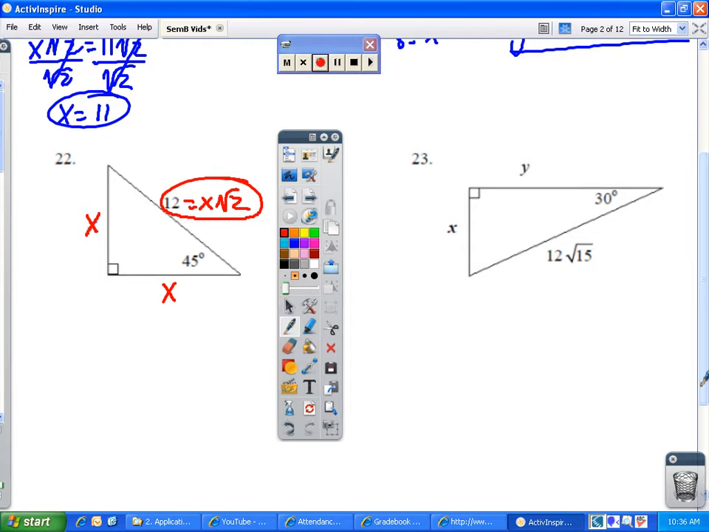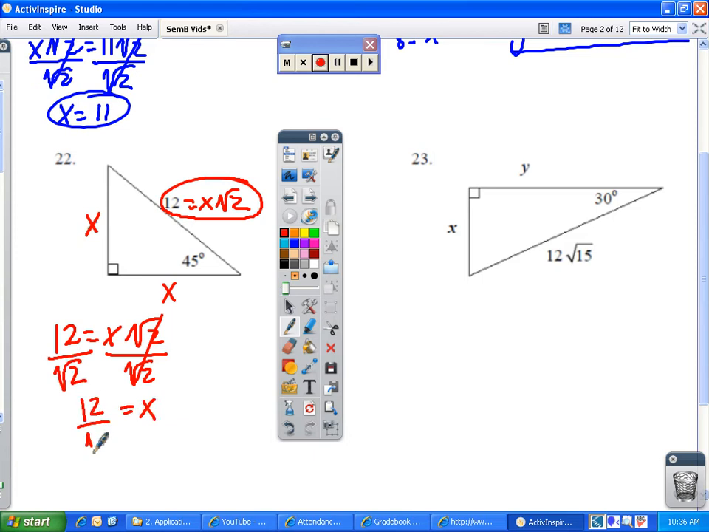We see that 12 represents x times root 2. To solve for x here, I'm going to divide both sides by root 2 to get it alone. And when we look at it, we'd love to leave our answer like 12 divided by root 2. However, we're not allowed to leave a radical in the denominator. So in order to get rid of that, we do something called rationalizing. Rationalizing means we take whatever the denominator happens to be, which is root 2, and multiply the top and the bottom by root 2. Now in the numerator, I have 12 times root 2, and in the bottom, I have root 2 times root 2, and root 2 times root 2 is just 2.